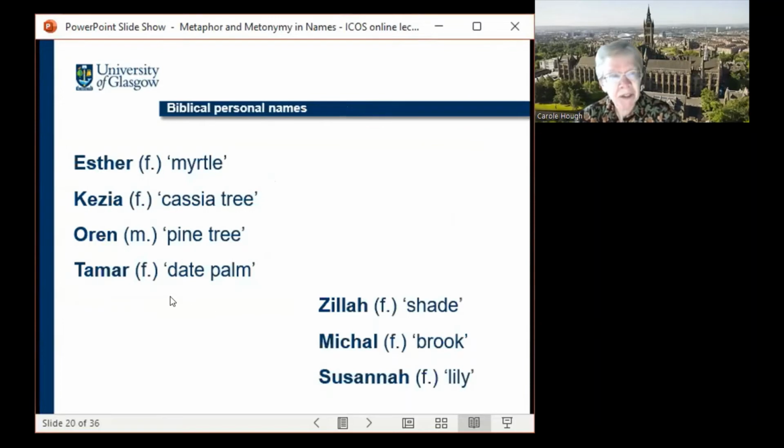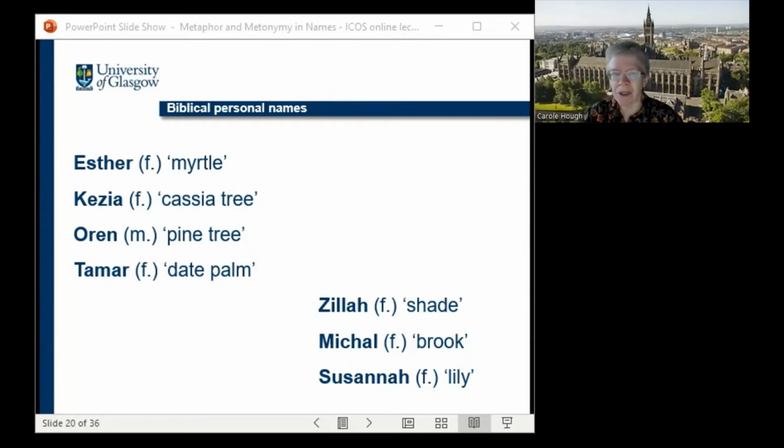A metaphorical interpretation may be supported by comparison with Zillah, shade, reflecting the importance of the shade cast by trees in a hot country. I'm also inclined to add in Michael, brook, which is the only other name I've found from a topographical feature or plant besides Susanna, lily. It may also be suggestive that 6 out of these 7 are female, a striking proportion, especially as male names greatly outnumber female ones overall.